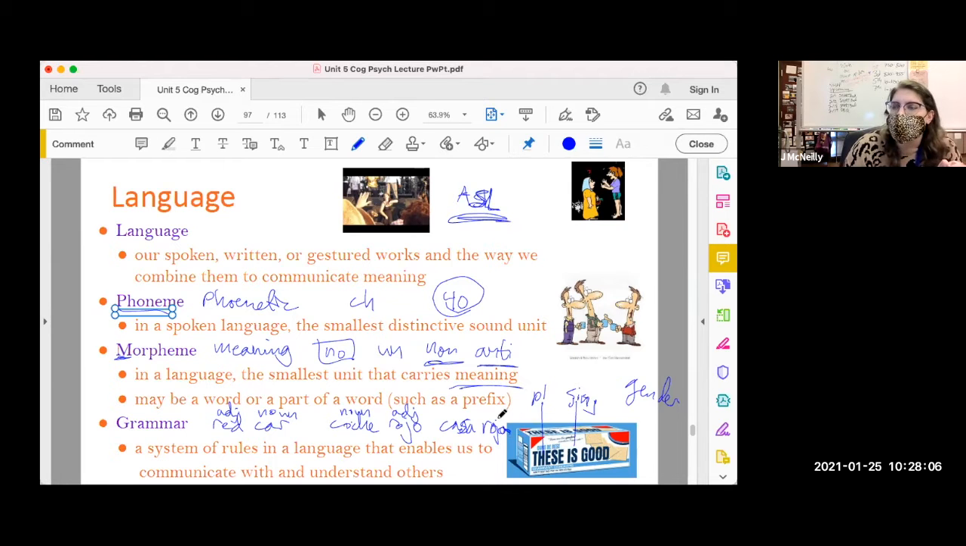Basically, English is just 3 different languages in a trench coat. And all of this relates to the study of language, which is linguistics.